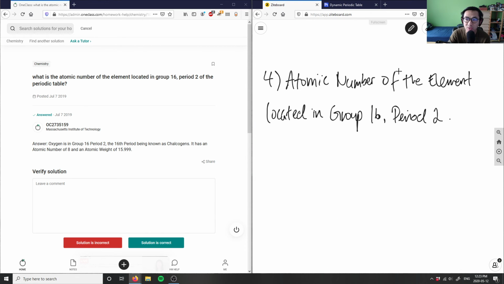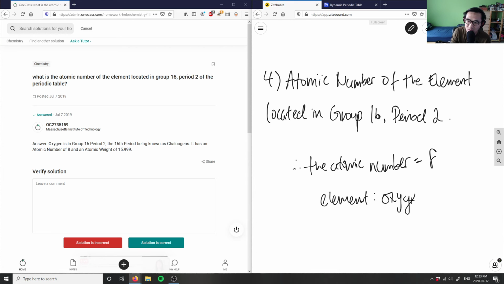So again, the question is, what is the atomic number? Well, the atomic number equals 8, and it refers to the element oxygen. So that is our answer. As you can see, the answer here is group 16. Oxygen is group 16, period 2, and it has an atomic number of 8 here. So the solution here is correct. Good analysis.